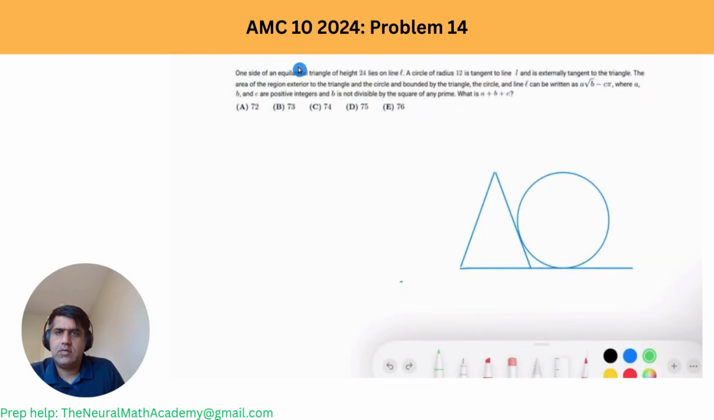Okay, so now let's look at problem 14, where we are given an equilateral triangle of height 24, and it lies on line L. And then we are given a circle of radius 12 that is tangent to line L and is externally tangent to the triangle. The area of the region exterior to the triangle and the circle and bounded by the triangle, the circle, and line L can be written in this form. These are positive integers, and b is not divisible by the square of any prime. So what is a plus b plus c?